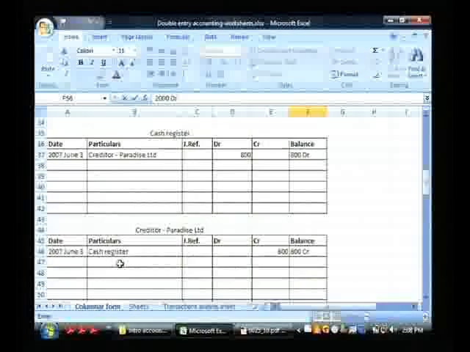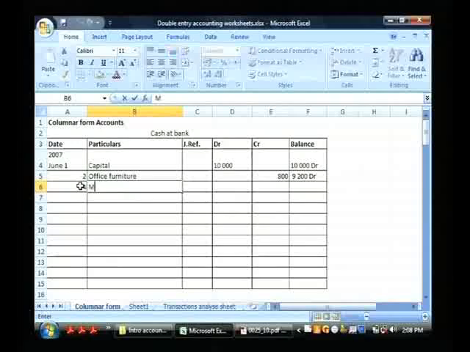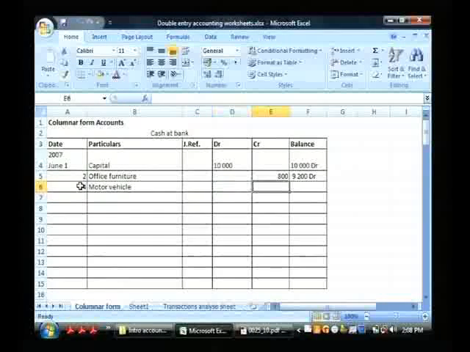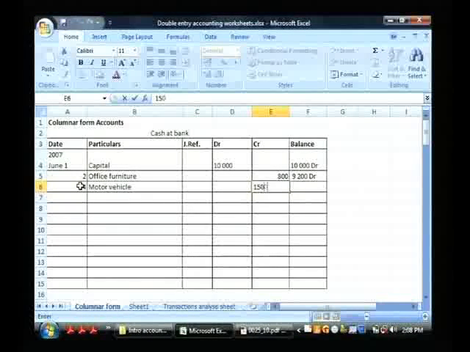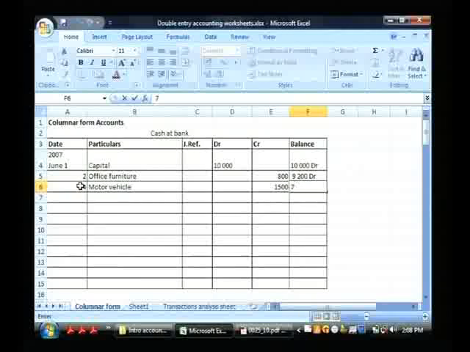Now move on to the cash at bank account. Cash at bank account, date 4th, motor vehicle account, debit and cash credit 1500, now 9200 minus 1500 is 7700, still it is a debit balance.